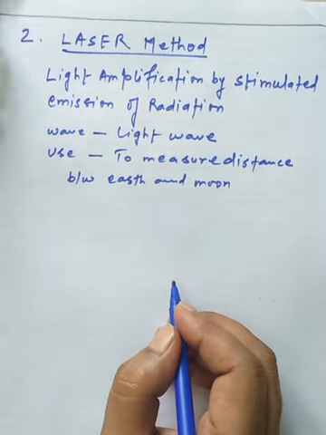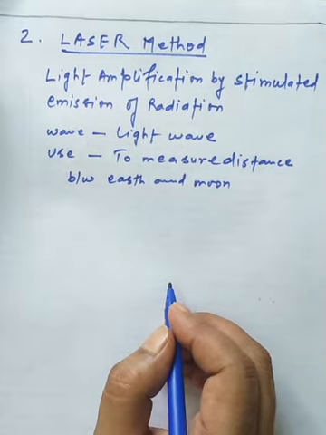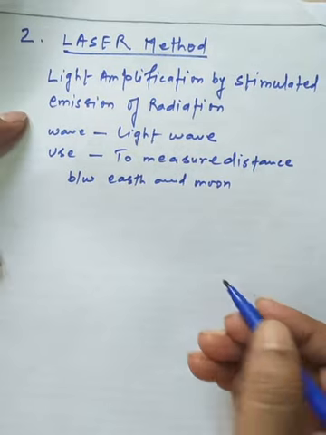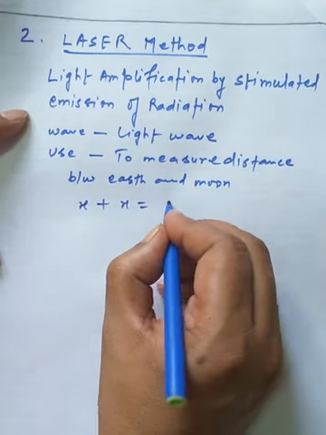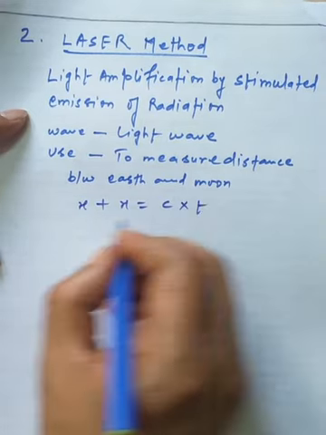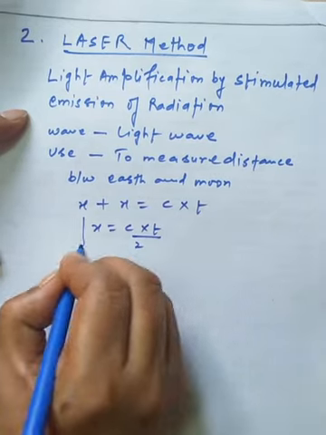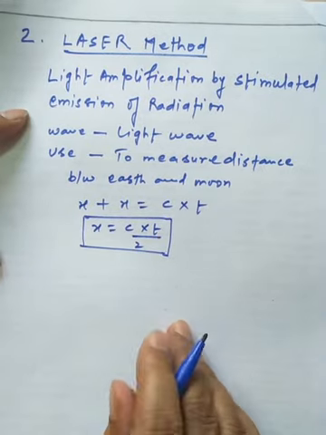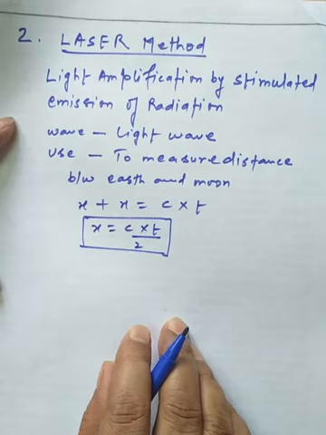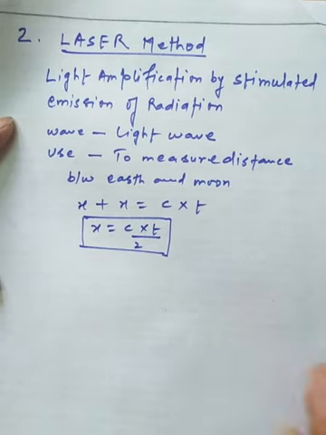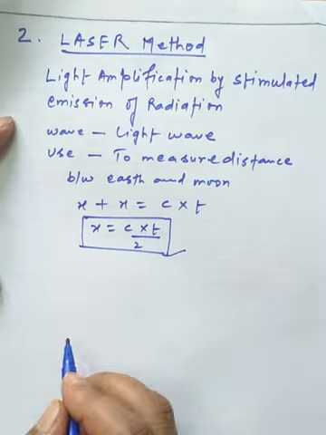For this method we send the light from the Earth towards the Moon, and by reflection it comes back to the surface of the Earth. So we use the simplest formula, x plus x is equal to c into t, where c is the velocity of light, and x can be stated in terms of c into t divided by 2. So it's another general indirect method, in which we use the light wave, and we get a simple formula.